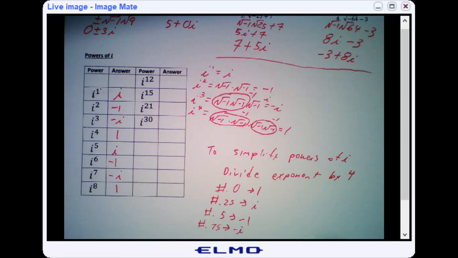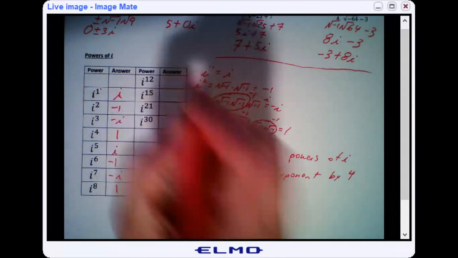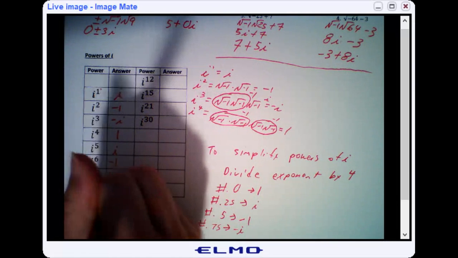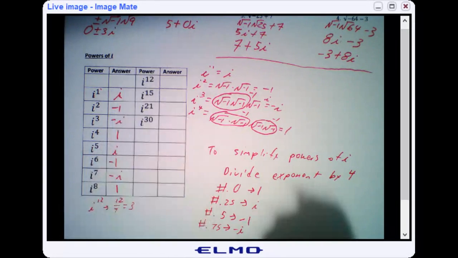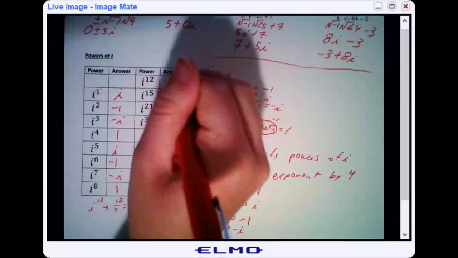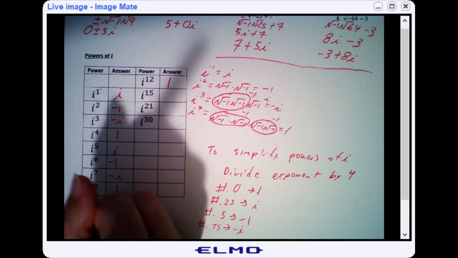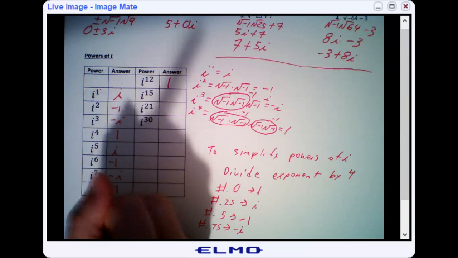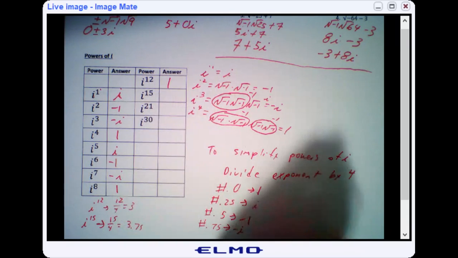So for example, if I take 12 divided by 4, that is going to give me 3. So I don't have a remainder, so I know it's going to be 1. If I have i to the 15th, I'm going to take my exponent and divide by 4. That gives me 3.75. So I get -i.